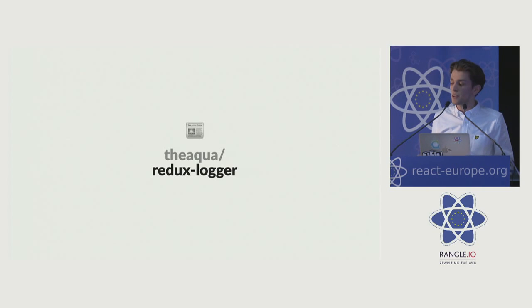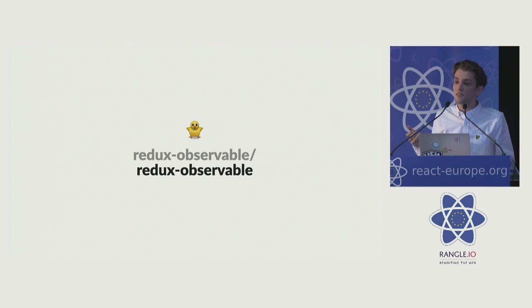So the first middleware is Redux Logger. This is pretty much similar to the one I showed you, but it's more configurable. There is another cool new middleware called Redux Observable by folks from Netflix that lets you implement complex asynchronous action creators using RxJS 5 observables.